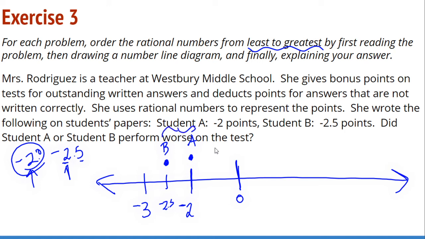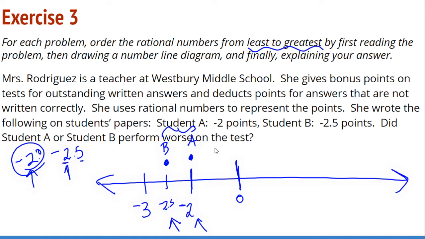Who lost more points? Well, we don't really have to think of it too much. It's sitting here on the number line. This person lost only 2 points. This person lost 2.5 points. That's kind of icky. Would you like to be the person who lost 2 points, or would you like to be the person who lost 2.5 points? Who had more points taken away?